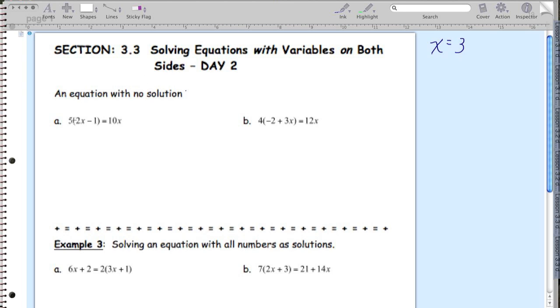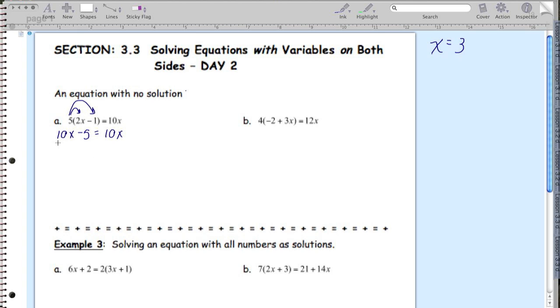So let's solve this. Looking at the left side, is there anything that can be simplified? Yes, there is. We can distribute. So I get 5 times 2x is 10x minus 5 times 1 is 5, equal to 10x. This left side is simplified as far as it can be, and so is the right side.